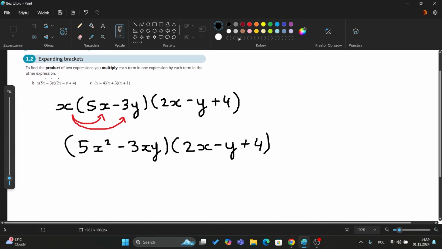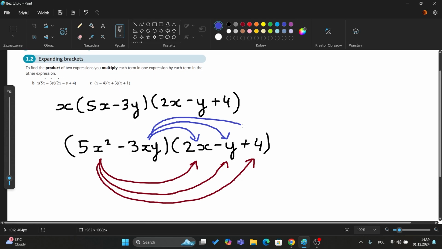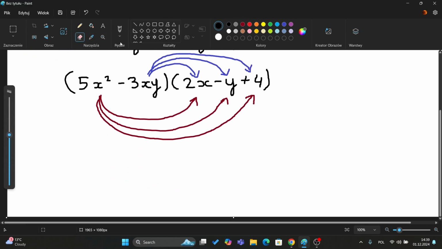and we multiply out the same as before. So each term, so first term by each second term, and the second term, so this, this, and this. So now we just deal with expanding.